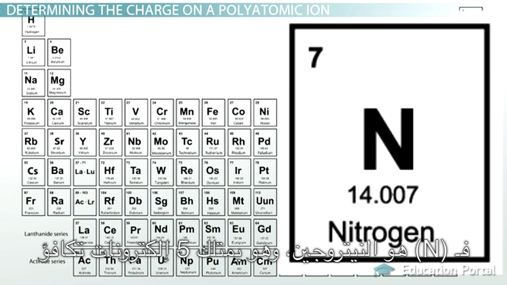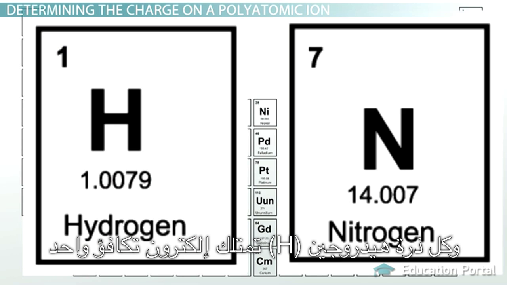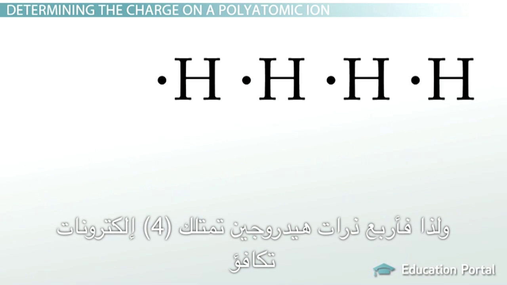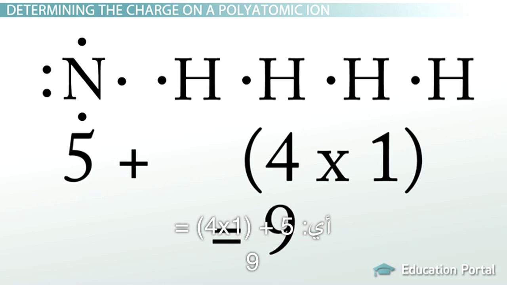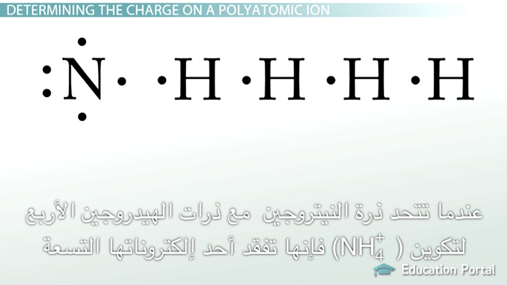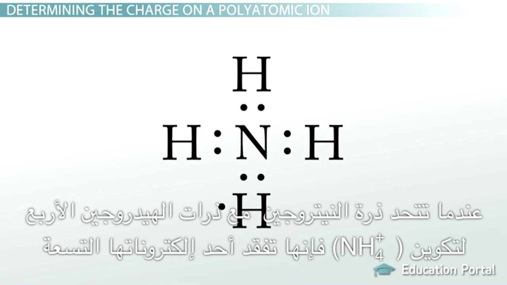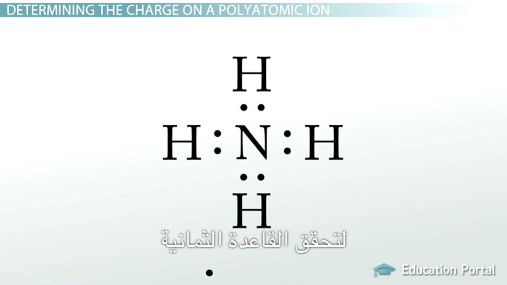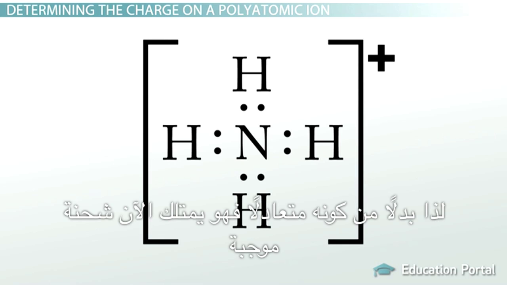N, nitrogen, has 5 valence electrons. Each hydrogen, H, has 1 valence electron. So 4 hydrogens have 4 valence electrons. The 5 nitrogen electrons and 4 hydrogen electrons add up to 9. 5 plus 4 times 1 equals 9. When the 1 nitrogen and 4 hydrogen combine to form NH4+, they lose one of their 9 electrons so they can meet the octet rule. So instead of being neutral, it now has a +1 charge.